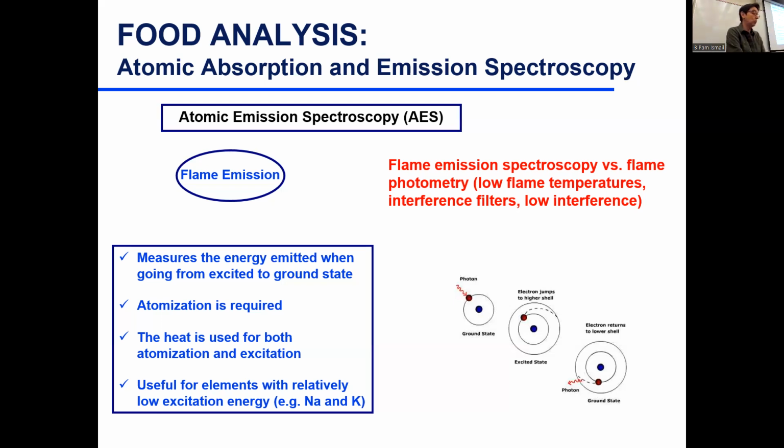Oftentimes I ask you, what's the source of atomization and what's the source of ionization or excitation? So in flame atomic absorption, what's the source of atomization? The source of atomization breaks the molecule into atoms in the unit. The flame. So in atomic absorption, the atomization is done through the flame.